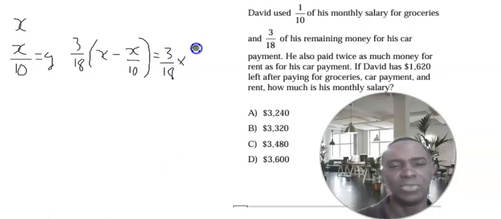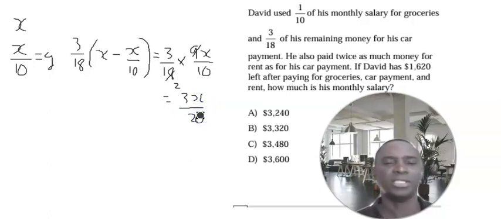That will give us 9x over 10. You see that 9 into 18 is 2. So if you tidy this very well, this is going to give you 3x over 20. So that's the money spent on car payment. Do you understand that?